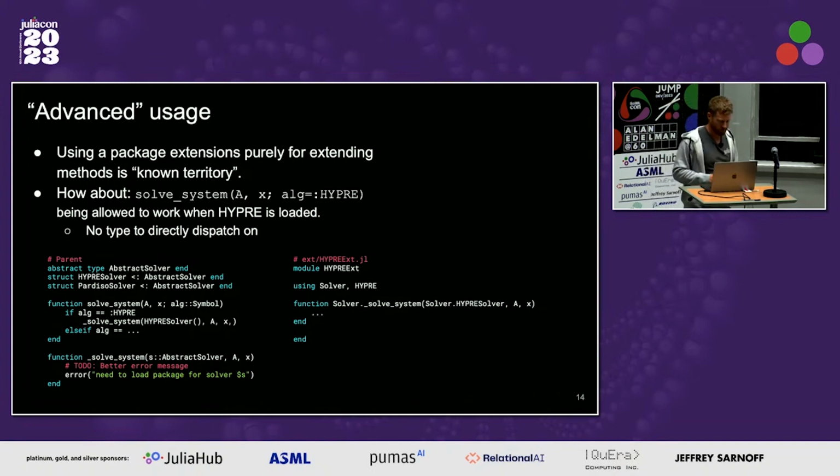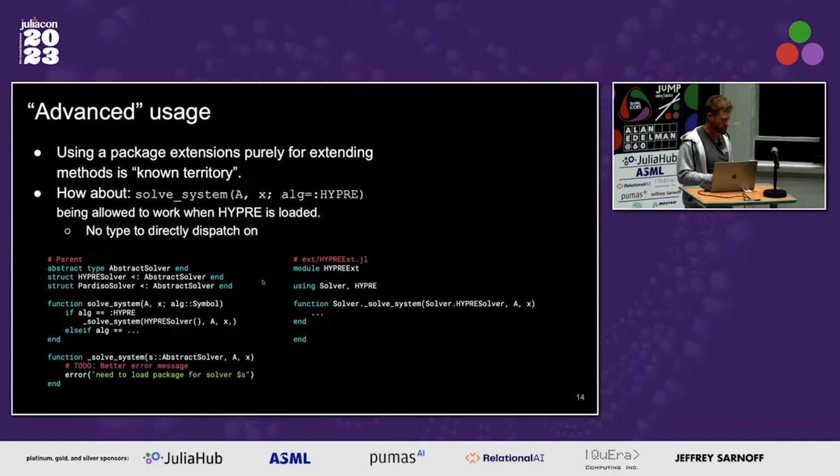And you want this to work when Hyper is loaded, but you don't want to bring on a full dependency on Hyper. The thing here is we don't really have any type to directly dispatch on. We have A, which is probably a matrix, X, which is probably a vector, and this is just a symbol. So we don't really have a way where we can directly overload something.